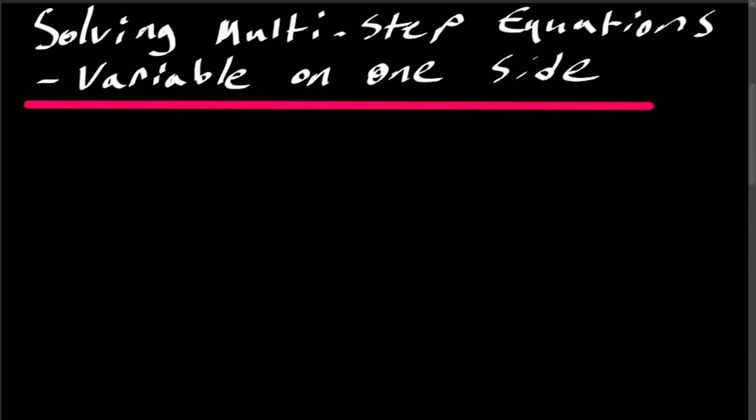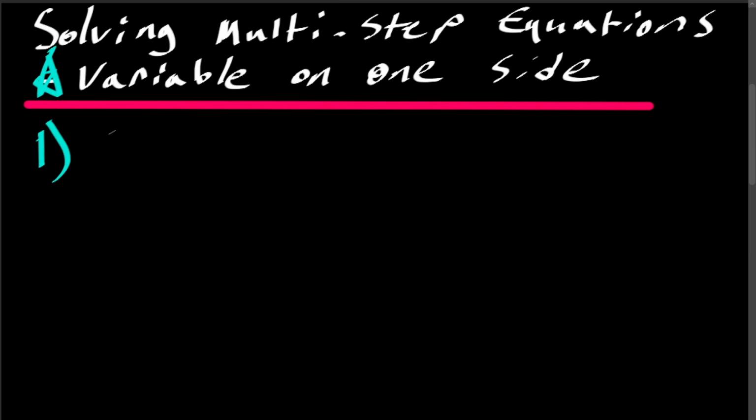So in this video we're going to be looking at solving multi-step equations. We're only going to focus on the variable being on one side though. I'll make another video where the variable's on both sides. It's not really much different. There's just some extra explaining to do. So let's go over some steps. That way we can at least have a roadmap of how to go about this.